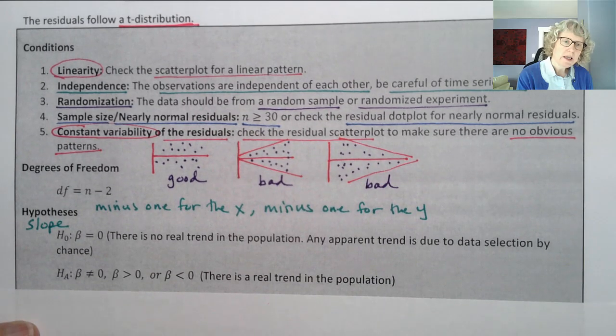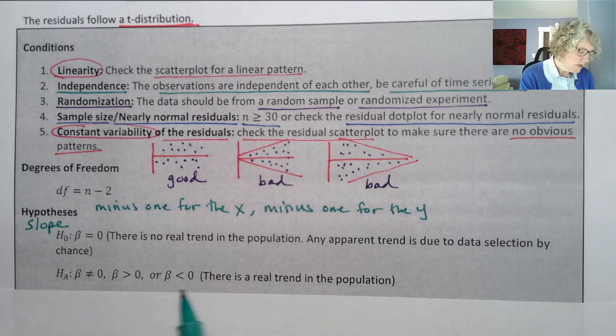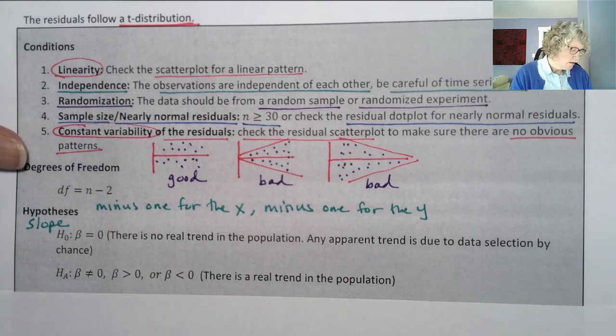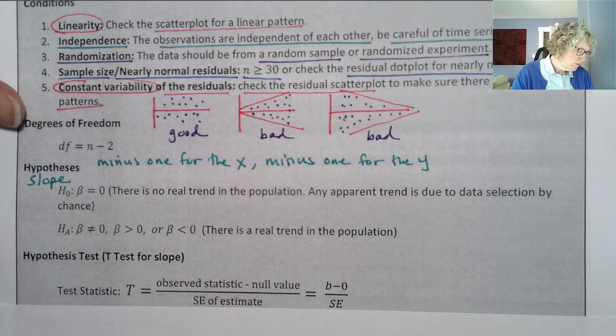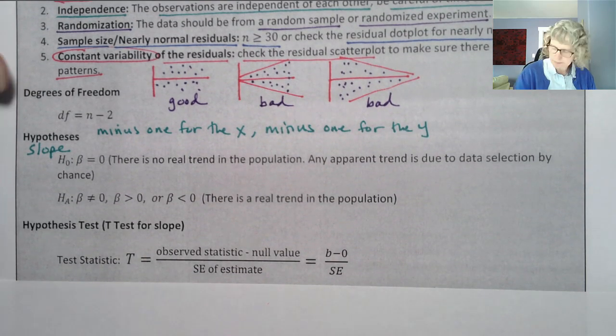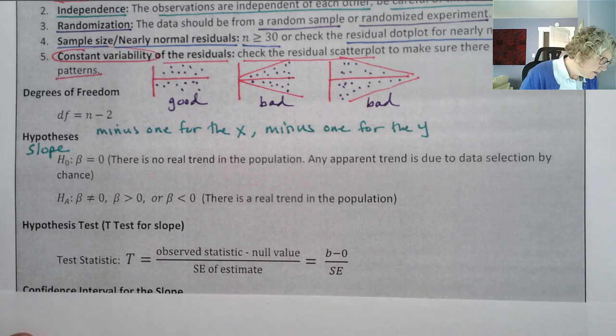So our claim, or alternative, we've got our three usual possibilities. Either two-sided, it's not 0, or it's positive, or it's negative. Greater than 0 or less than 0. And that would be saying there is a real trend in the population. Then our observed statistic, our test statistic, is a t-score, because we're using that t-distribution.